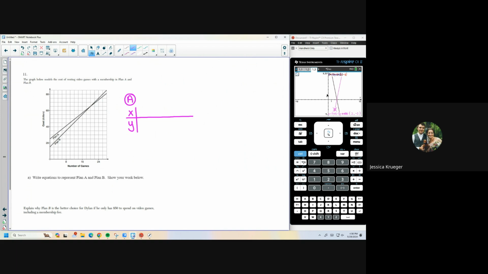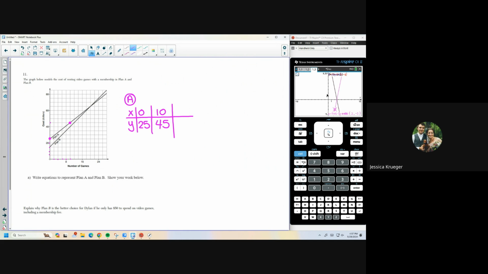I know when X is 0, Plan A is here at, let's see, it looks like we're probably counting 5, 10, 15, 20 by 5s. So it's 0, 25. Then I've got to find another good point on Plan A. And it looks like my next good point is right here. 2, 4, 6, 8, 10. And then this would be 45.